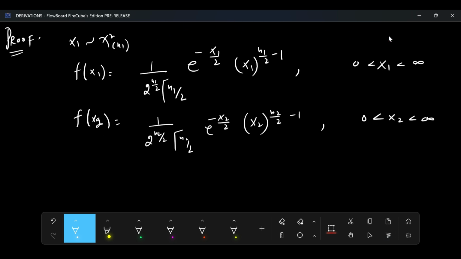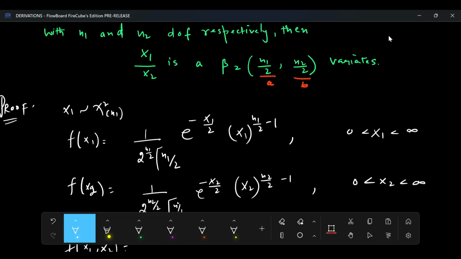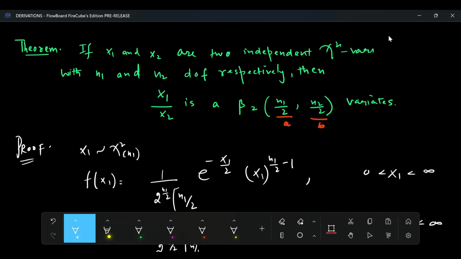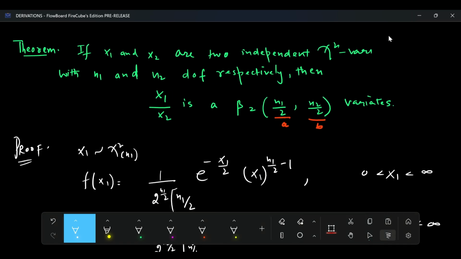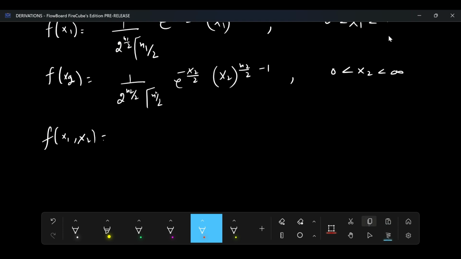So see, if we write their joint, what will be the joint? That is f of x1 comma x2. Remember, it is already given that x1 and x2 are two independent chi-square variates. So I can write joint as the product of marginals.